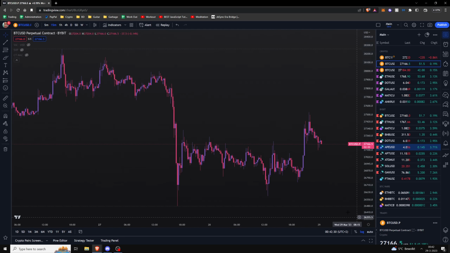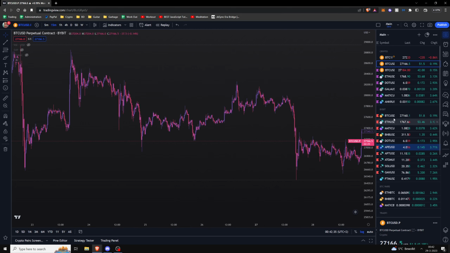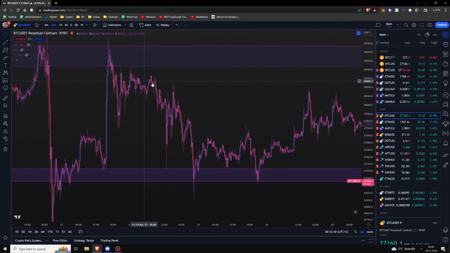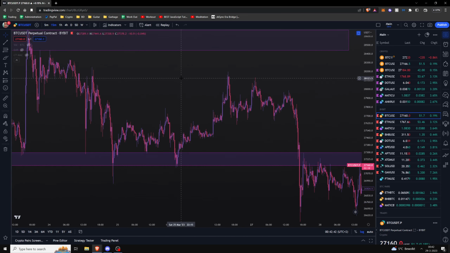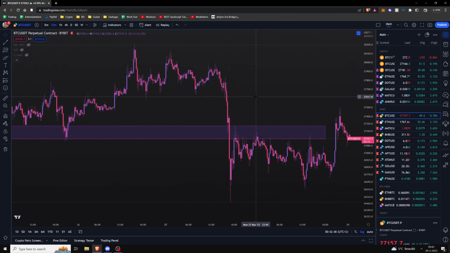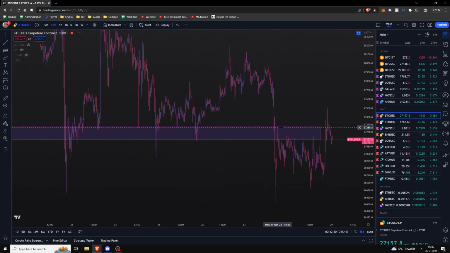And yes, you will often end up getting a bit more choppiness here on the lower time frames, right? So I find that higher time frames are easier to trade. There's less noise, if that makes sense. But technical analysis still applies, right?